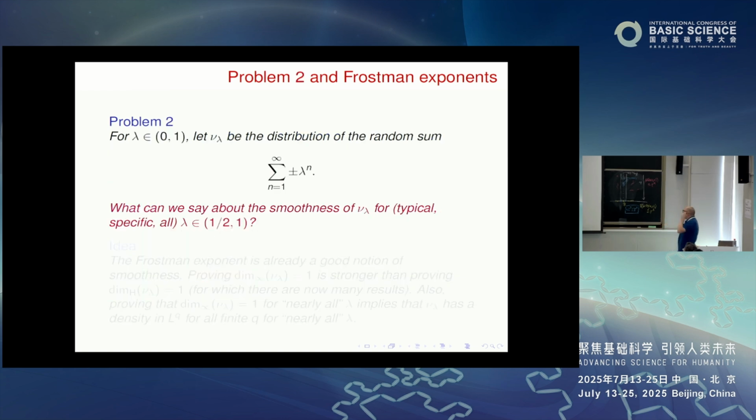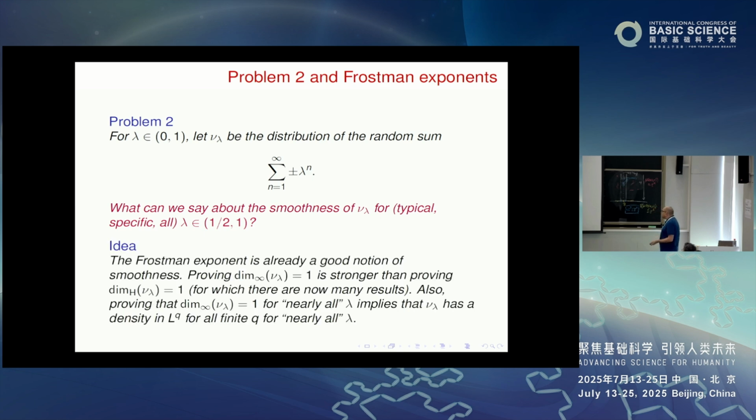Okay, what about the other problem? In the other problem, there are many, many questions one can ask about Bernoulli convolutions. In general, the question is how smooth this measure is, and you can measure smoothness in many different ways. For each way in which you measure smoothness, you have a different problem. But Frostman exponent is one way of measuring smoothness. Not the only one by any means, but I think it's quite a reasonable one. So one can ask, what can we say about the Frostman exponent of Bernoulli convolutions? This is related to many other questions. One can ask, for example, what is the Hausdorff dimension of Bernoulli convolutions?